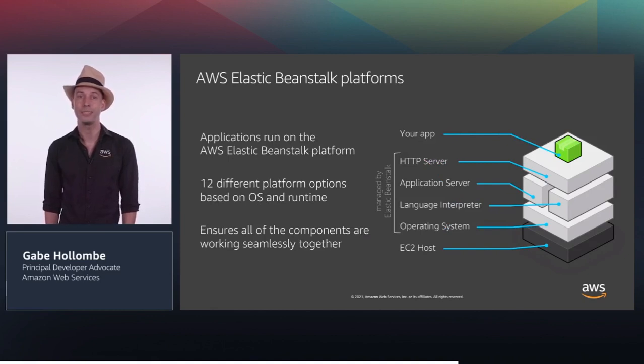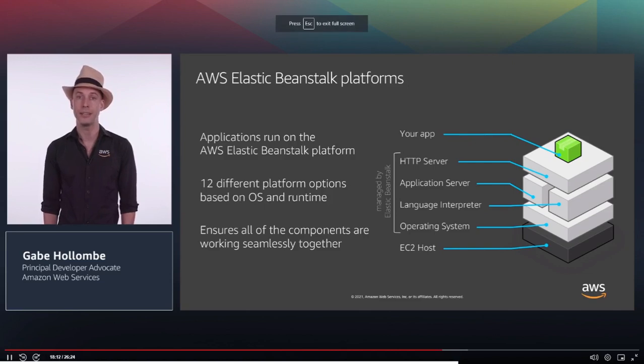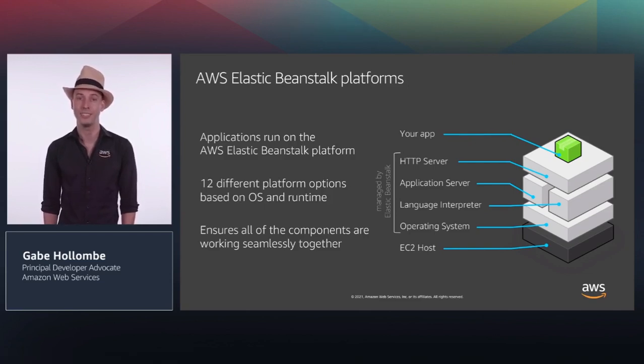Besides the application runtime itself, Elastic Beanstalk manages quite a few other components as well. Starting with the EC2 host, Elastic Beanstalk manages the host operating system, along with the application server and the language interpreter used to run your web app. It also takes care of the HTTP server itself on the host, and it puts your code in the right place so that everything works in harmony together to serve your application properly.